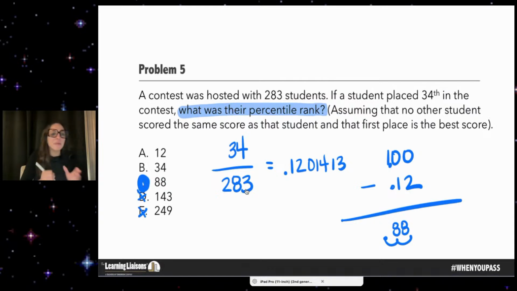Now, that makes sense because 34 is really good out of 283. If you scored 34th out of 283, you did really well. So your percentile rank is probably going to be pretty high comparatively. So really, the answer choices here were not the best, because you probably could have conjectured that it was going to be 88 because it was greater than the 50th percentile, right? All right, let's go ahead and move on to the next problem.